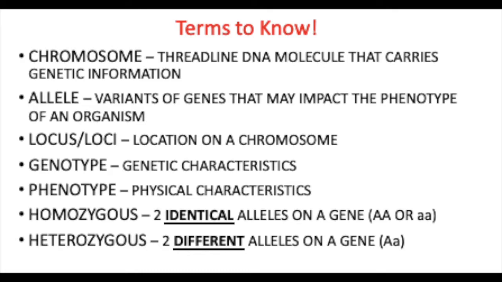Next is an allele. This is something that changes one gene from another gene, and thus may impact the phenotype or physical characteristics of an organism. Next we have a locus, or loci if there are more than one. This is a location on a chromosome.